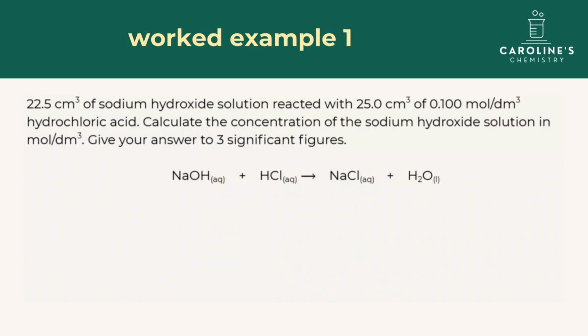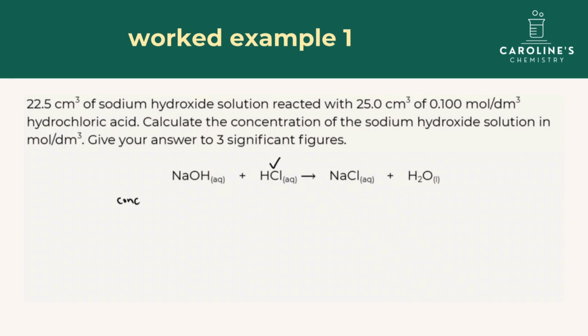So for this first part of the method, we are going to work out what is our tick and what is our question mark. So the tick is the substance that you know two things about. So if we have a read of that, then we know the volume of the sodium hydroxide, and we know the volume and concentration of the hydrochloric acid. So that makes hydrochloric acid our tick, and we can start to fill that straight away perhaps.